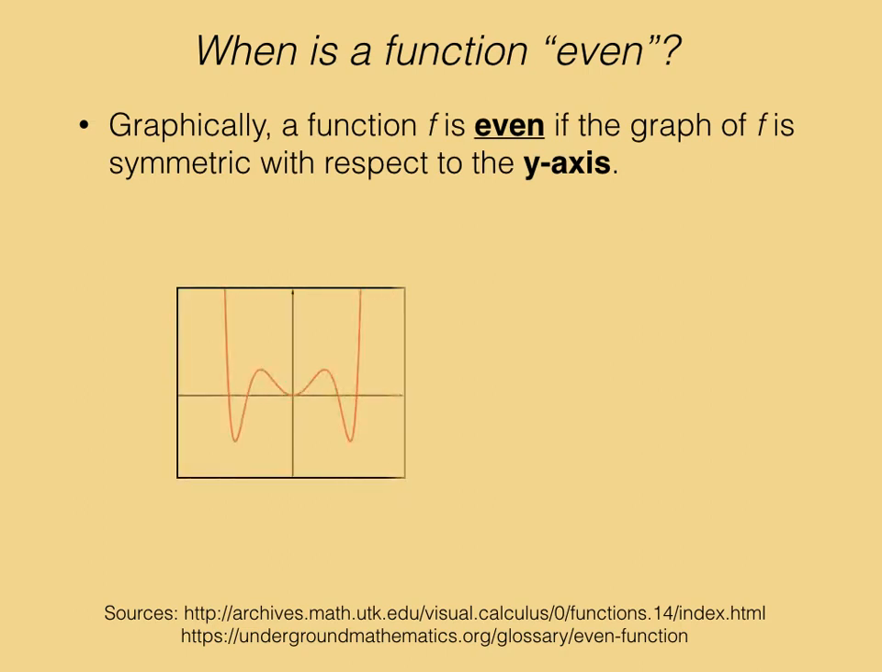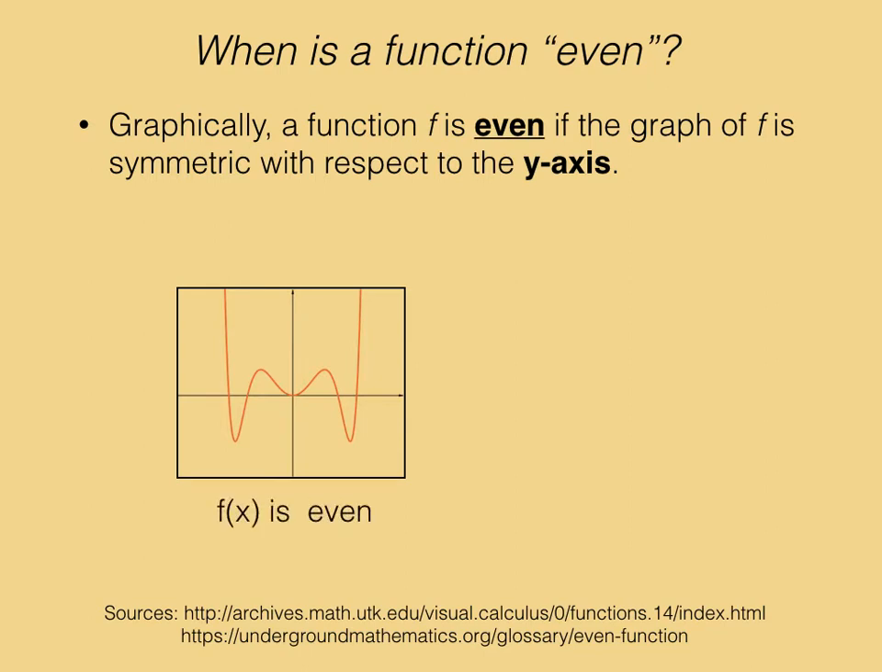So here's an example of a function. We know it's a function because it passes the vertical line test. Each input is mapped to exactly one output. And we look at the y-axis. Is there symmetry with respect to the y-axis? There is. Therefore, we state that f of x is even.